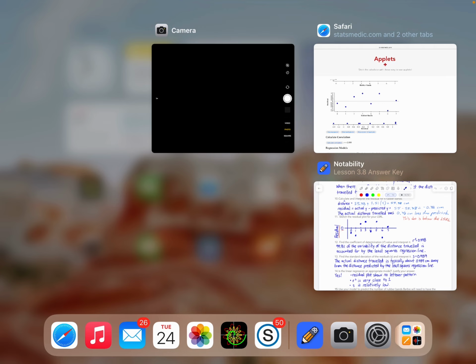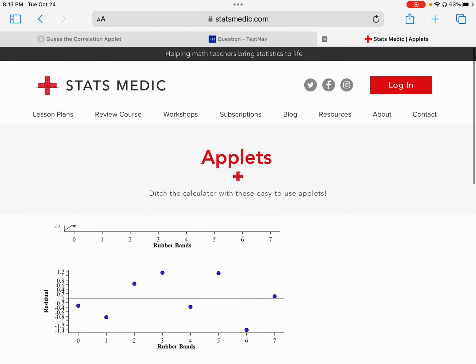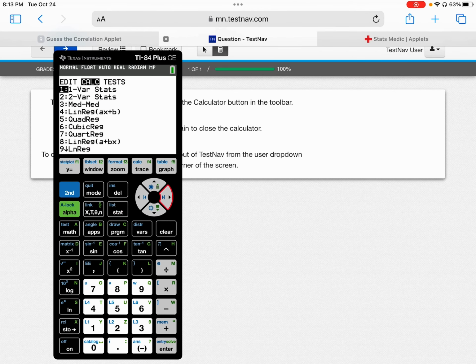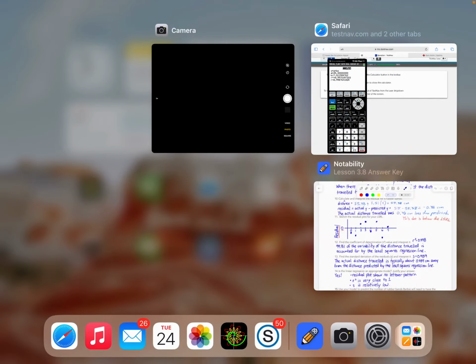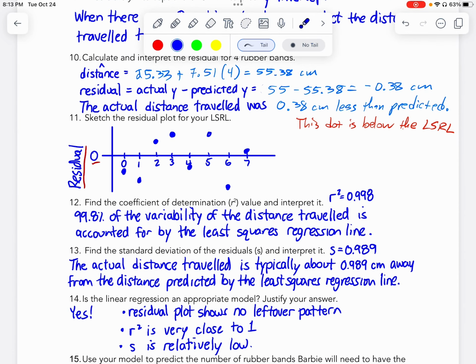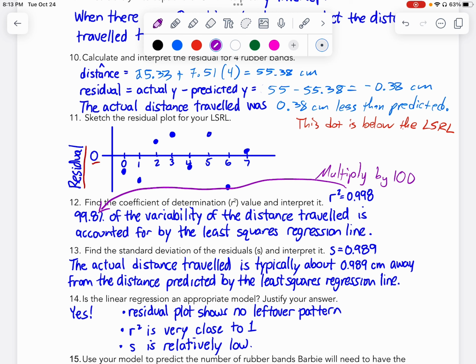It's also on your TI-84s. If you run it again, stat calculate number 8, boop, boop, boop, boop, boop. It's right there, 0.998. Either way, that's how I got 99.8%. Just realize I took this and then multiplied it by 100 to get this. Okay? Multiply by 100. What does it mean again?